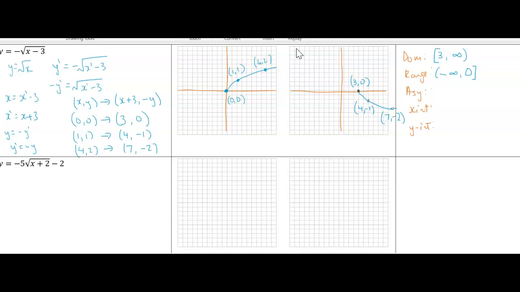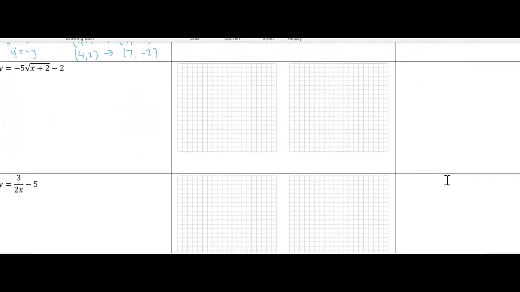All right, we don't have any asymptotes. X-intercept, which was great because it was one of our points, has become 3, 0, and no y-intercept. All right, so it's a little bit harder. All right, let's keep going.